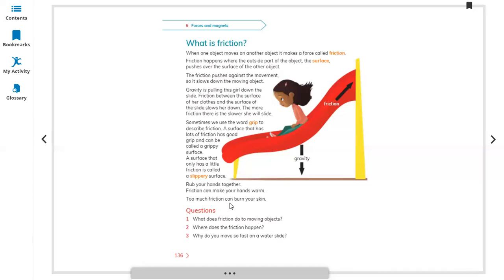So rub your hands together. Friction can make your hand warmer. Too much friction can burn your skin. Yes, you can feel warmer. What does friction do to moving objects?